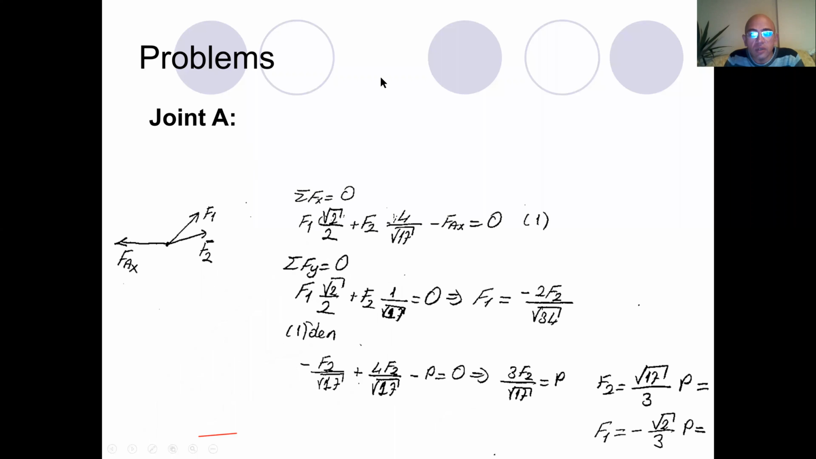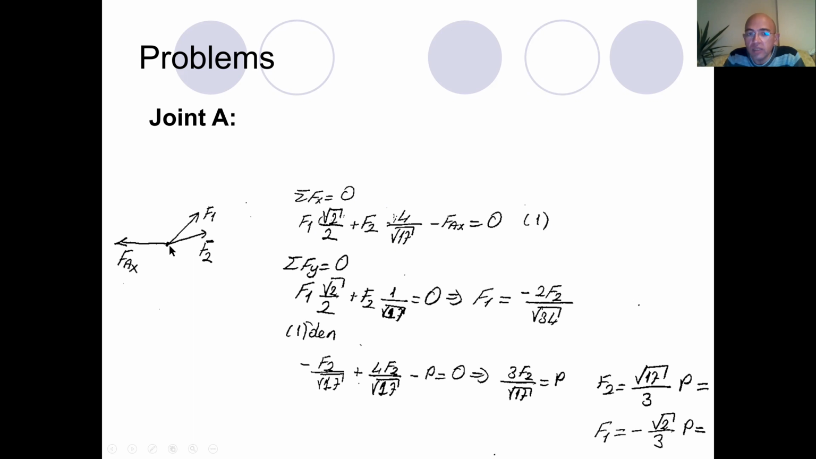Now, we will apply the method of joints. So I will begin from joint A. In joint A, I have Fax.